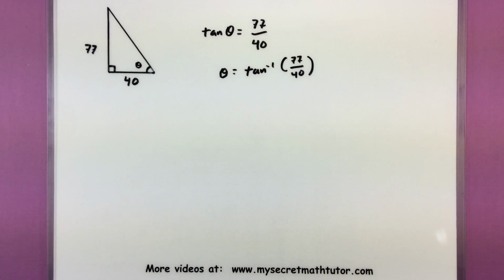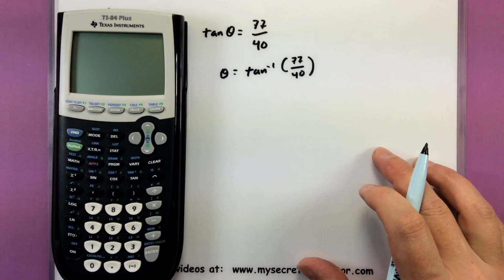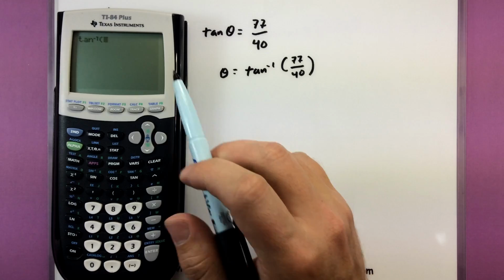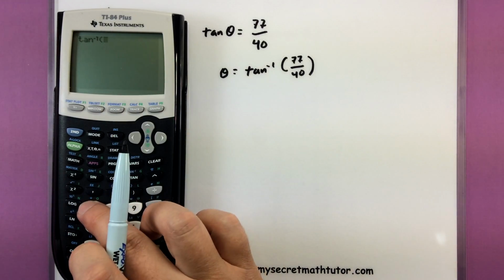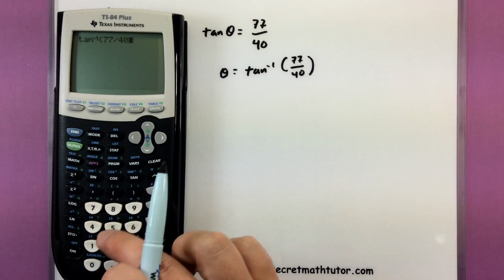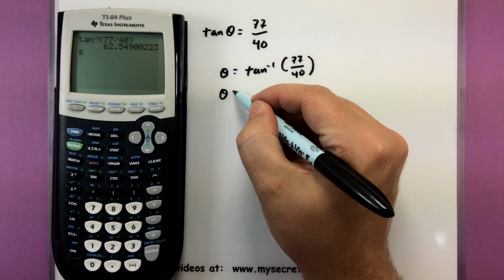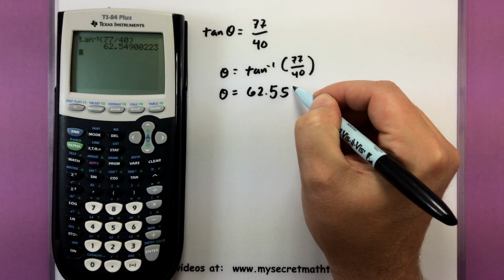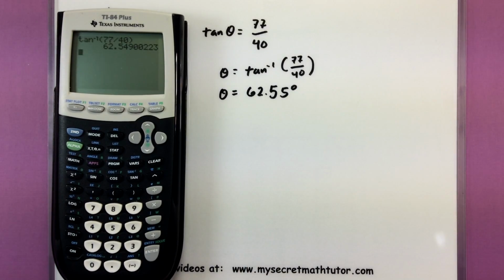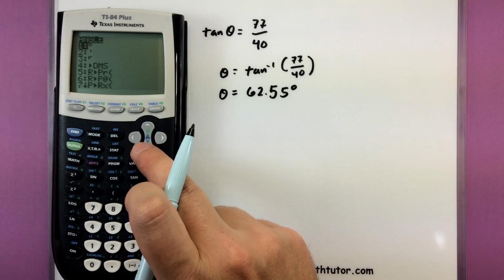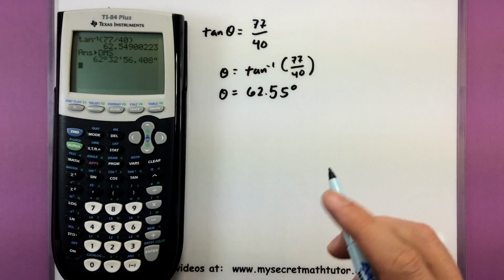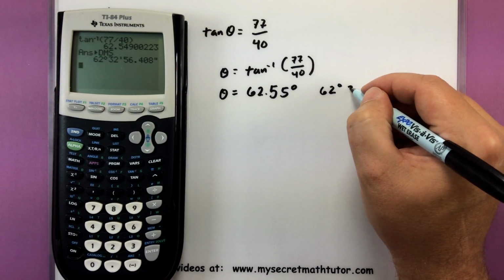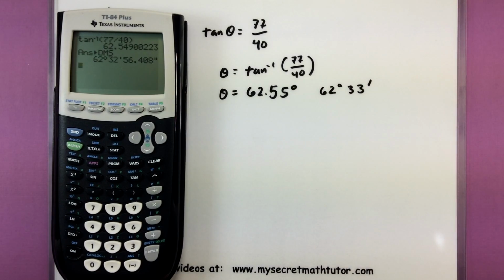Let's go ahead and grab that calculator. So I'm going to use this and use my second tangent. That'll bring up the arctangent. You can see because it has a little -1 there. Now type in 77 divided by 40. Now what this will do is it'll actually give me the angle that I'm looking for. So this is around 55. If you want this in degrees, minutes, and seconds, you can go to second angle, convert that answer to degrees, minutes, and seconds. So it's around 62 degrees. Let's round it to 33 minutes. All right, not bad.